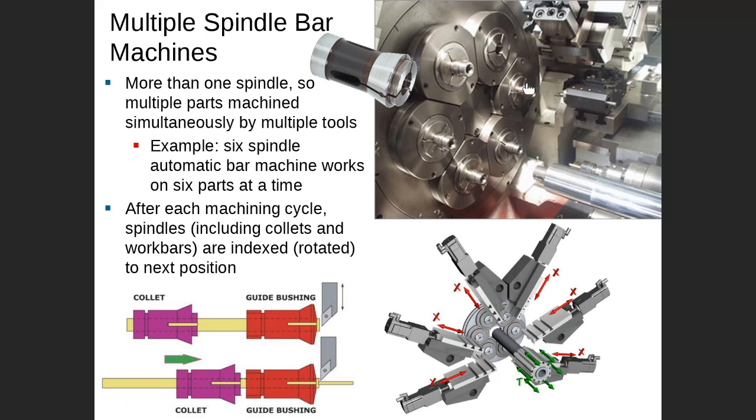This is multiple bar. This is 1, 2, 3, 4, 5, 6. This is multiple bar, and every one has a collet. This is one collet, another collet. Collet is exactly like the pencil here. We're feeding the workpiece from the back, and the collet opens and closes by pneumatic.